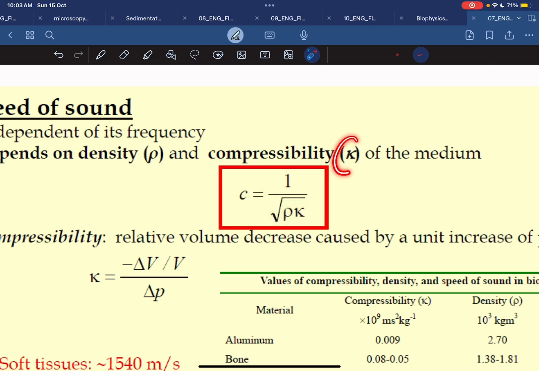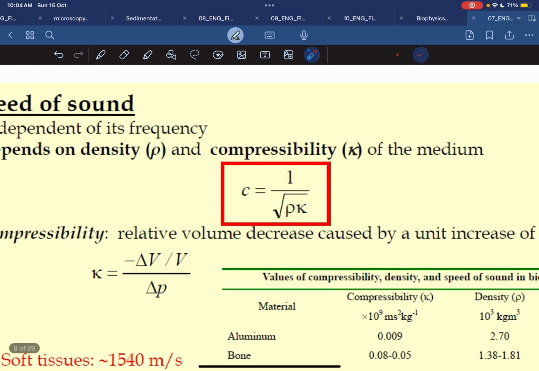I don't know what this is called in Greek, but I'm going to call it k. And k is compressibility. Basically, how much can we compress this particle? How much we can compress this particle is the measure that is compressibility. Density, we know what density is. The more packed the molecules of a material are, the more density it has.